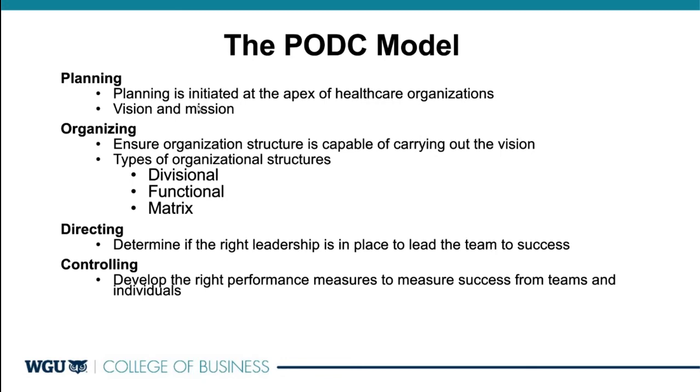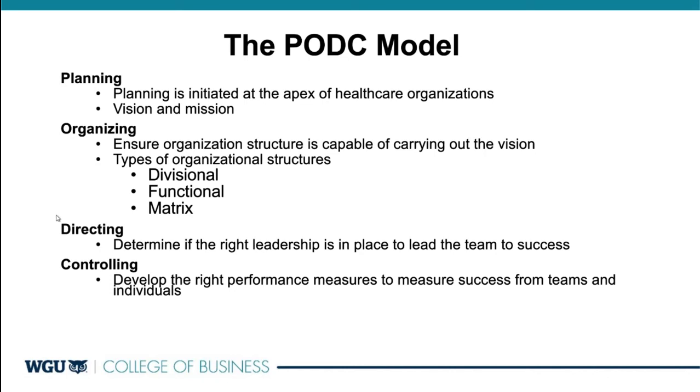This is initiated at the apex of the healthcare organization, the top, your C-suite. They are planning. Your board, they are determining that vision and that mission. What is our direction? Where are we going? What do we want to do? The organizing piece. Examine your organization structure. Can your organization carry this out? And remember, this is all going to be based on what you're doing.